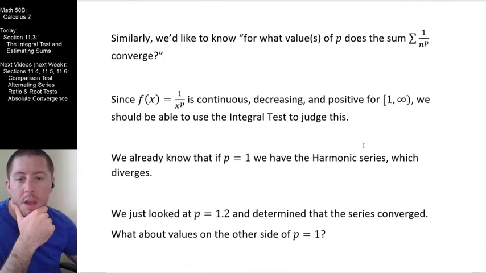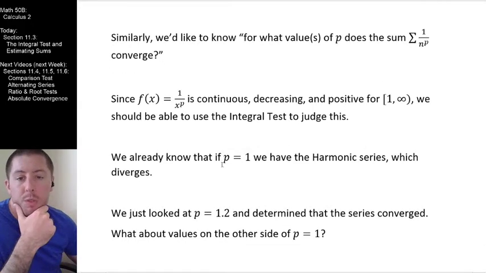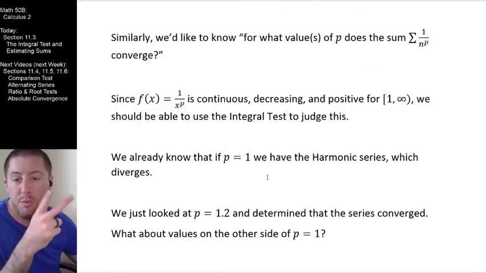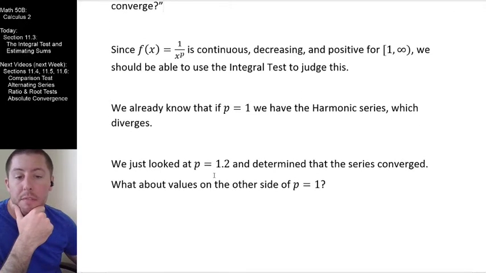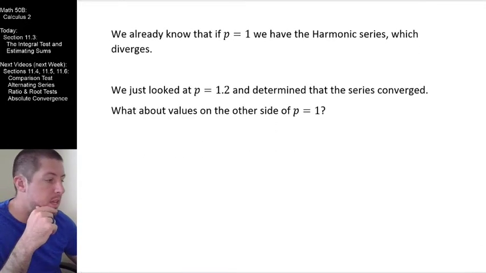to judge this. We already know that if p is equal to 1, then this is just the series of 1 over n. That's the harmonic series. We've already proven it diverges. We proved it twice in the last video. We just looked at p equals 1.2 in this setting right here, and we determined that it converged. So what about values on the other side of p equals 1?